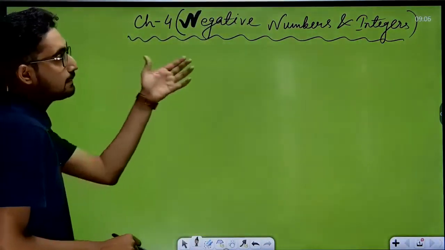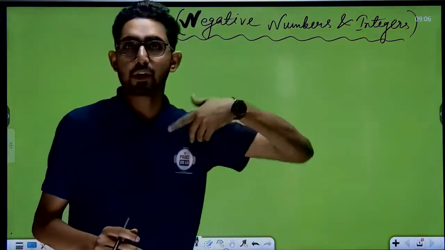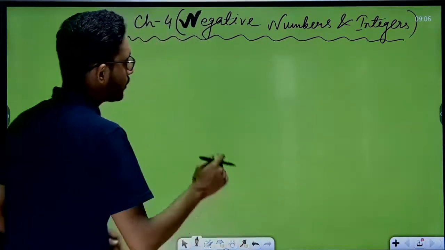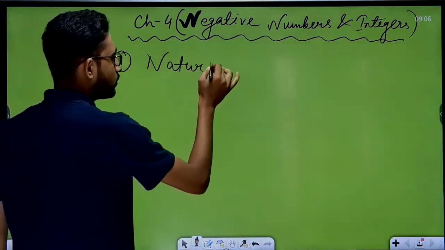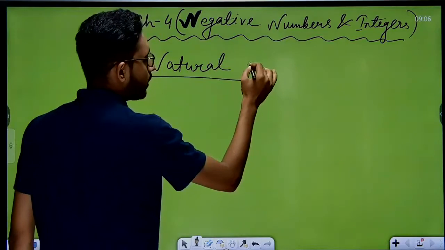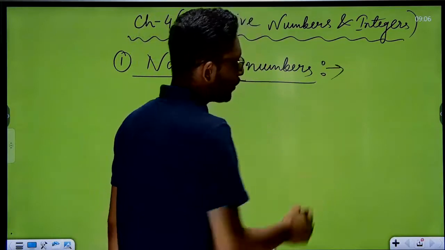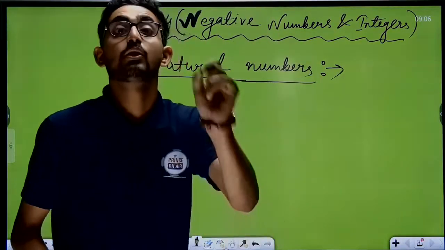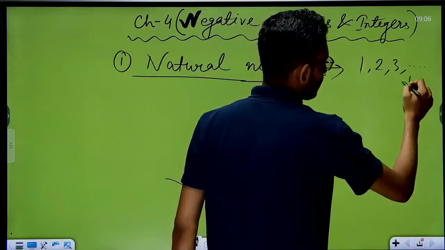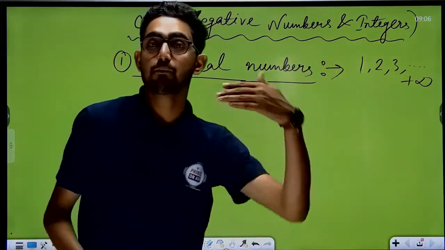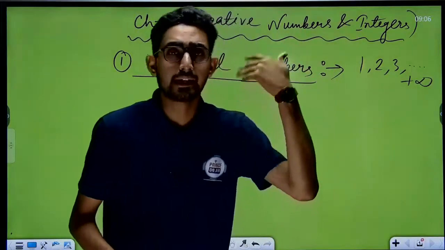So here, first of all, negative numbers and what is the meaning of integers. The numbers we have already studied in the first chapter, yes or no? First of all, I am telling you the meaning of natural numbers. I know many of the students know what natural numbers and whole numbers are, but I am reminding you. Natural numbers are those numbers which start from 1, 2, 3, like this up to infinity. They never end. 1 lakh, 1 crore, 10 crore, we can write down.